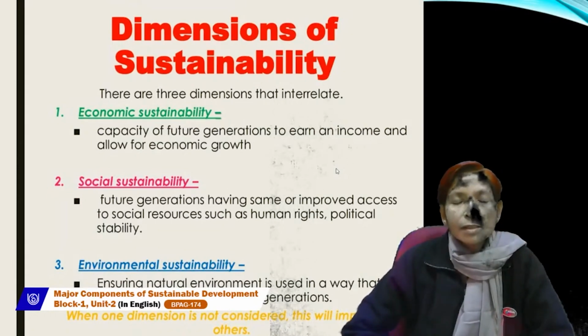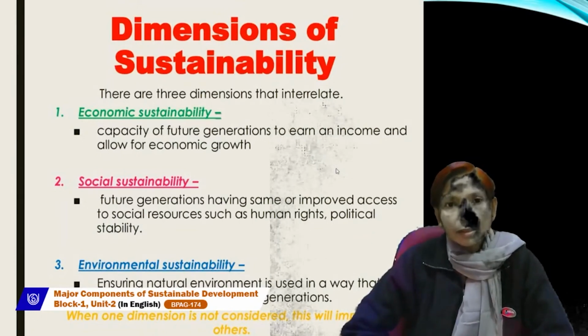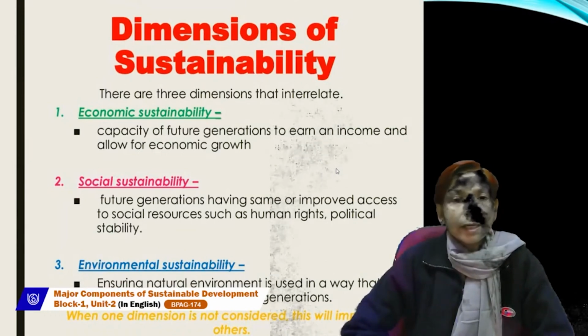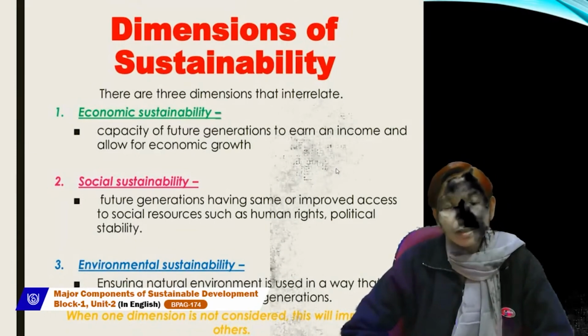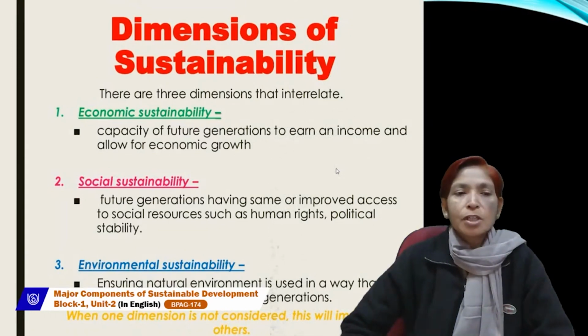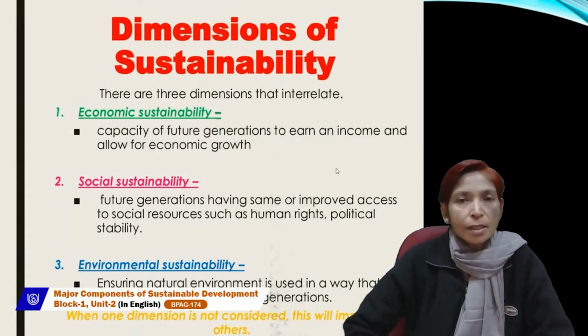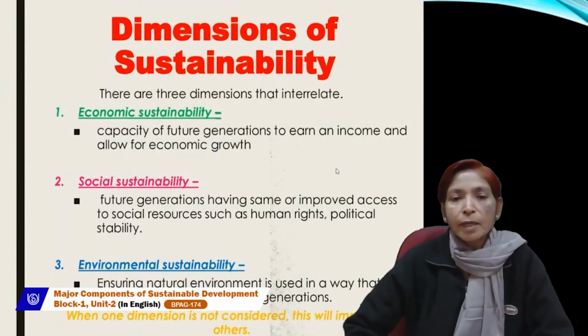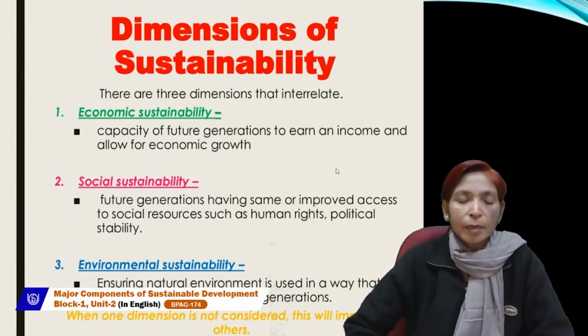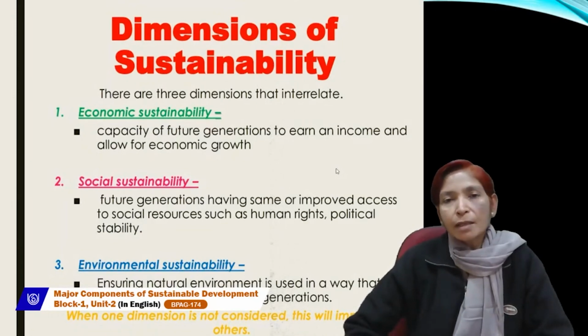If we want to achieve this sustainability target and all the goals of sustainable development, which are fixed by the United Nations globally, these three dimensions play a very important role. Economic sustainability, social sustainability, and environmental sustainability, all these dimensions should be present for the achievement of sustainability. If any one dimension is not considered or not taken, then this will impact the others.